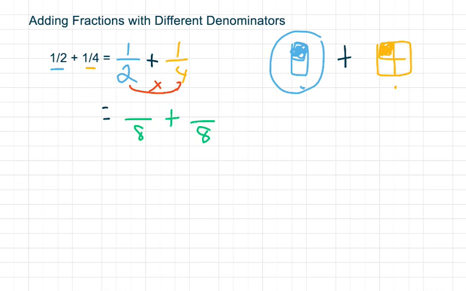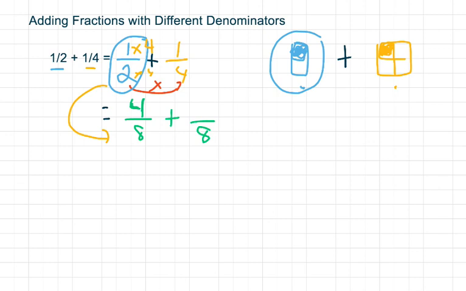So looking at the first fraction, 2 times 4 gives you 8. So whatever you multiply the bottom by, you have to multiply the top number, or the numerator, by. So 1 times 4 becomes 4. And you'll notice that you have an equivalent fraction. 4/8 is equivalent to 1/2.